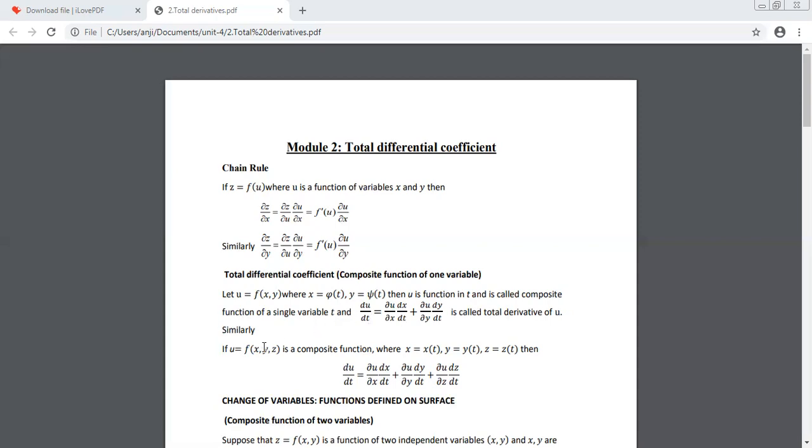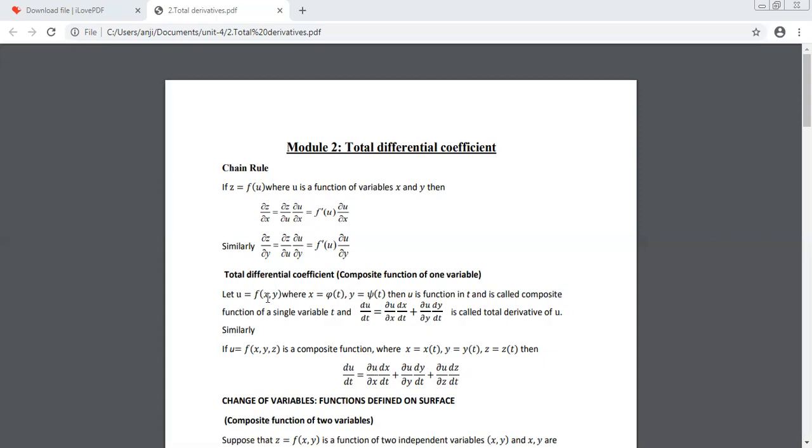Similarly, if u is equal to f of x comma y comma z is a composite function where x is equal to x of t, y is equal to y of t, z is equal to z of t, then du/dt is equal to ∂u/∂x into dx/dt plus ∂u/∂y into dy/dt plus ∂u/∂z into dz/dt.